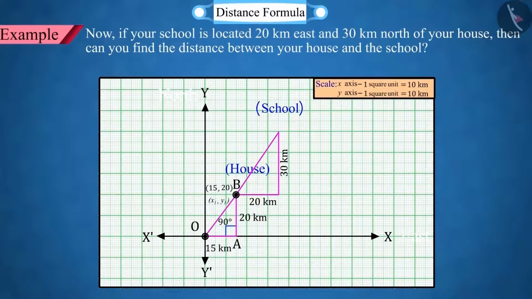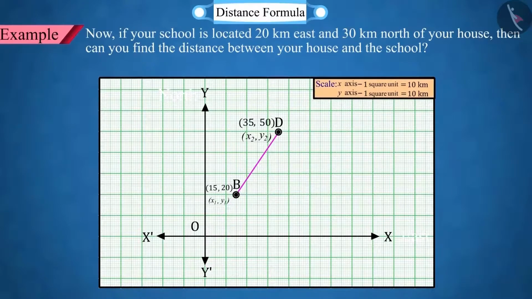Similarly, the school has the coordinates of the point D, which will be obtained as 35 from the x-axis and 50 from the y-axis. Then, represent the coordinates of the point D, that is 35 as x2 and 50 as y2. Since now we have to find the distance between these 2 points, that is point B and point D, we draw the perpendiculars BP and DQ from the points B and D respectively on the x-axis. And also, let's draw another perpendicular from the point B on DQ, which intersects DQ at the point R.